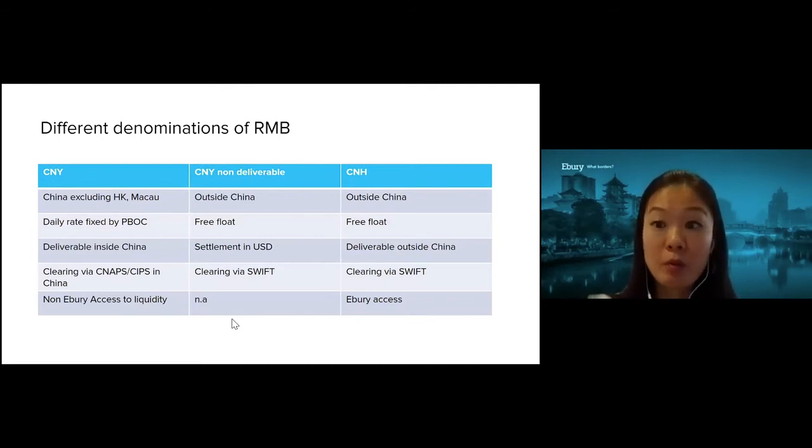So for CNY non-deliverable and CNH, both these two denominations, they refer to the Chinese currency that is traded outside China, and outside China includes Hong Kong and Macau for these purposes.